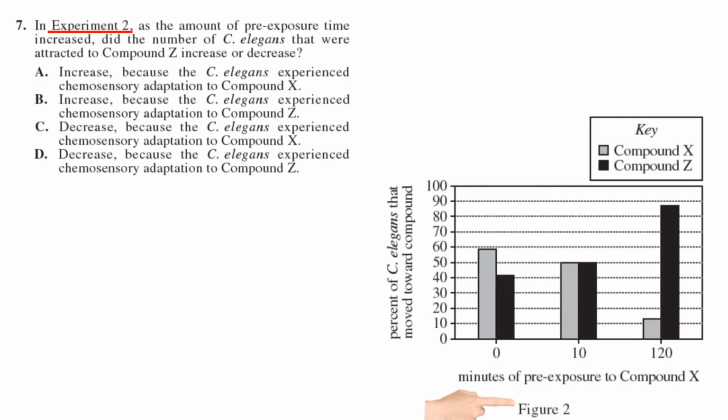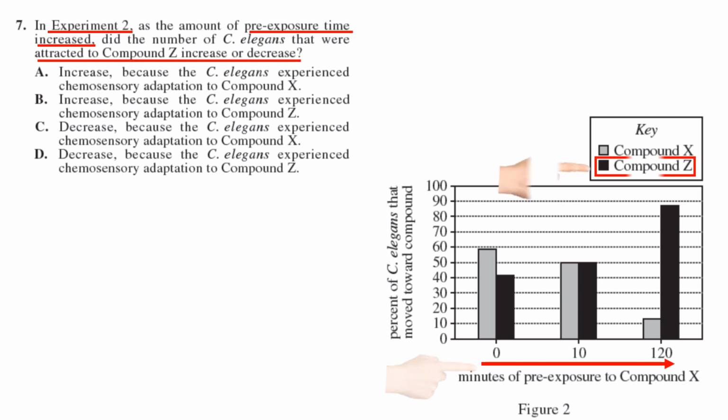Number 7, in experiment 2, as the amount of pre-exposure time increased, so we go from 0 to 120, did the number of C. elegans that were attracted to compound Z, so that's the dark black one, increase or decrease? If we look here, we see it goes from about 40 to 50, and then 50 to almost 90, so it definitely increases. So we can eliminate C or D. Now we got to say, well, which one is correct, A or B?